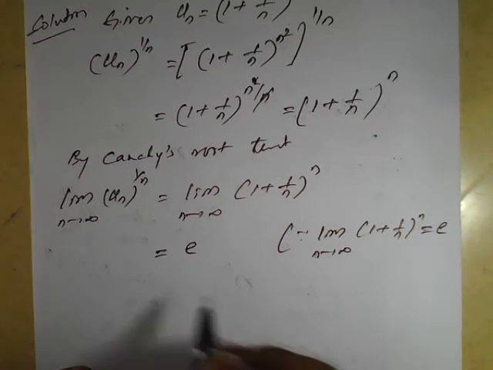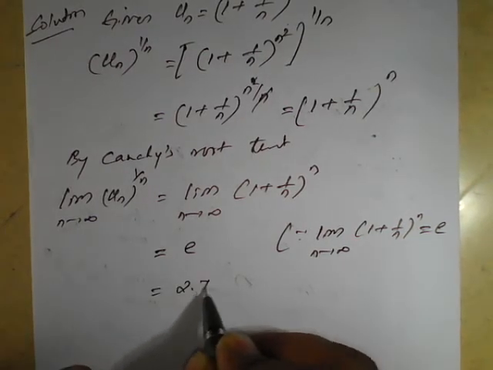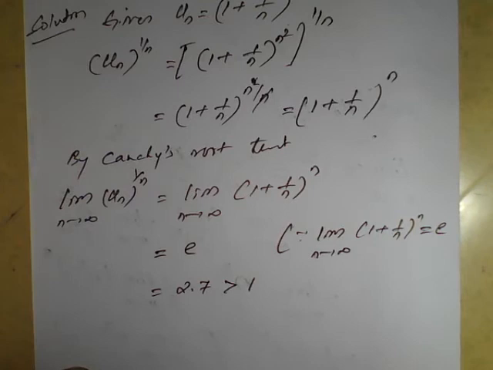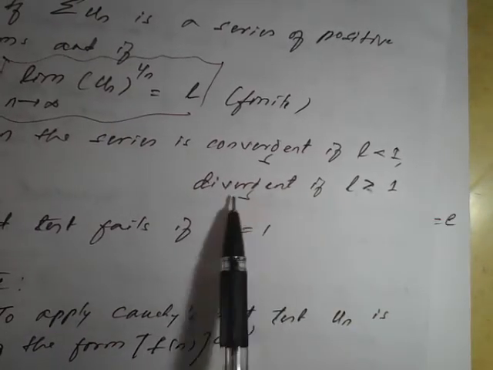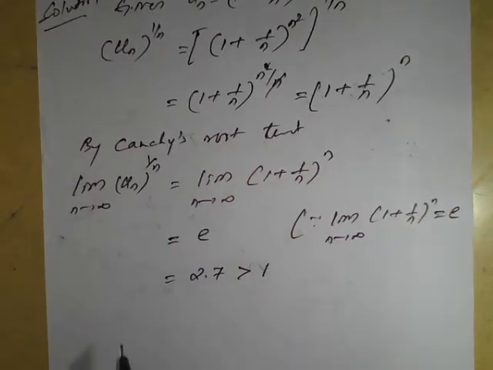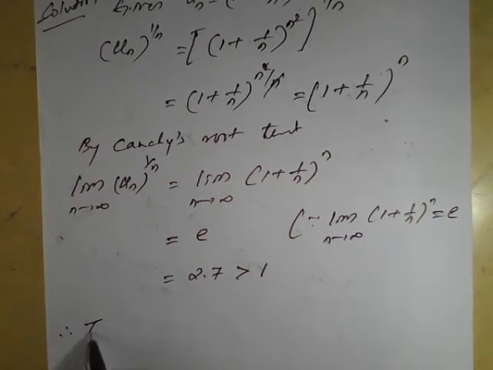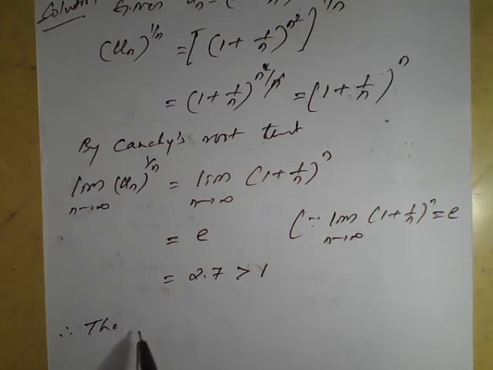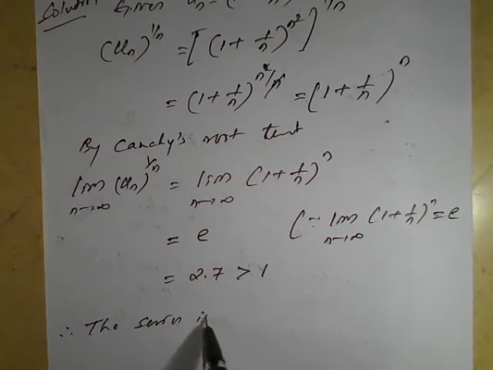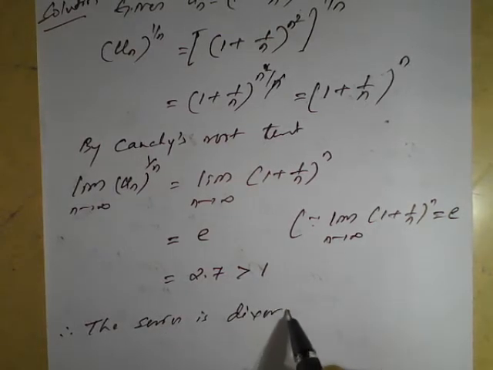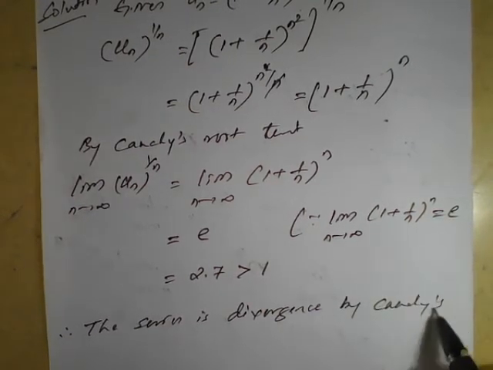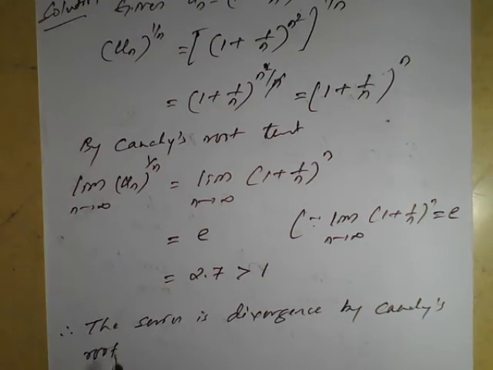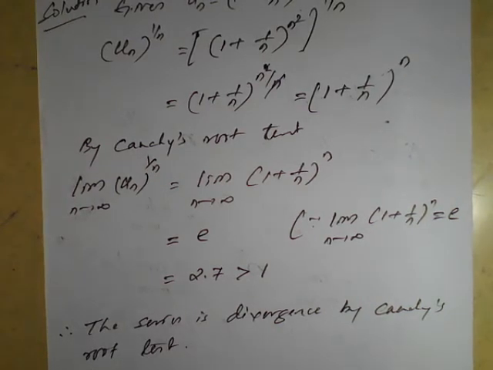And already I had told you this e is nothing but 2.7, which is greater than 1. If it is greater than 1, what happens? It is divergent. So therefore I can say that the series is divergent by Cauchy's root test.